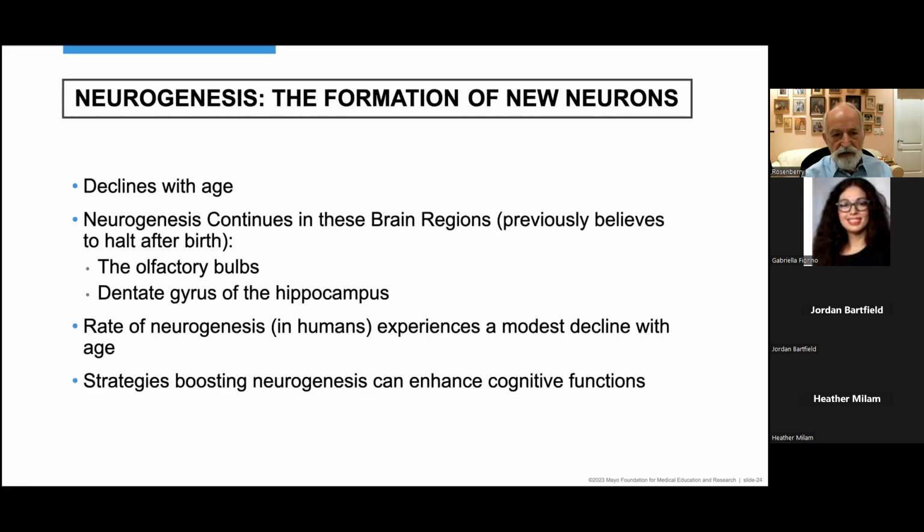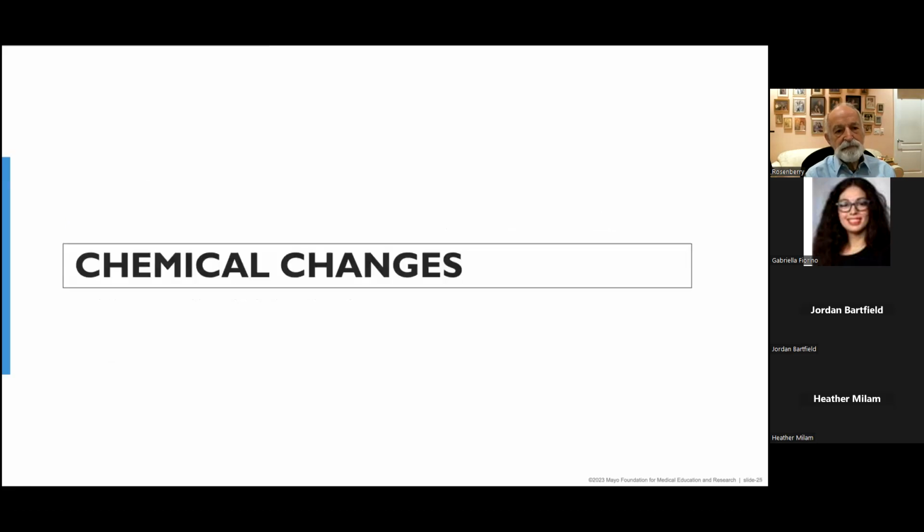Neurogenesis is the formation of new neurons. This neurogenesis declines with age, but continues in those brain regions previously believed to halt after birth: the olfactory bulbs and the dentate gyrus of the hippocampus. The rate of neurogenesis in humans experiences a modest decline with age, and strategies boosting neurogenesis can enhance cognitive functions. Chemical changes.